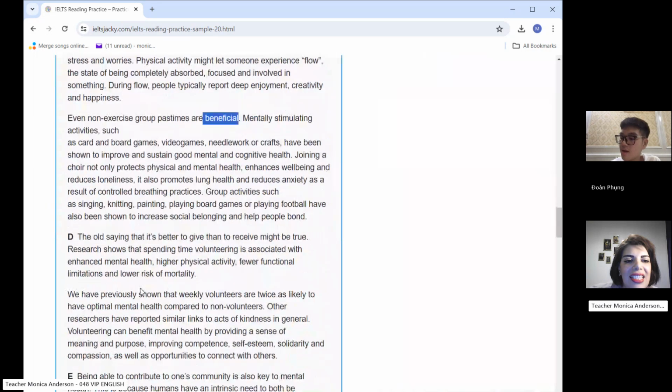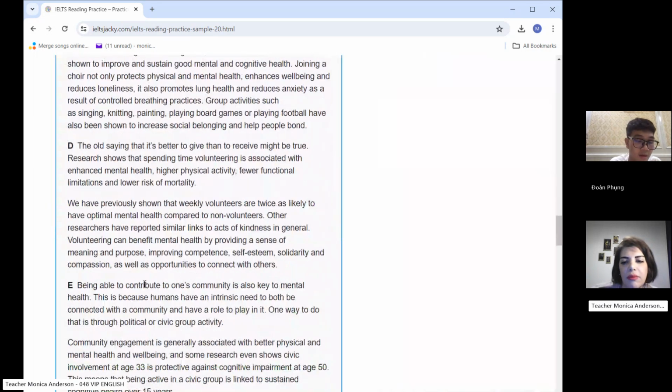And D. The old saying that it's better to give than to receive may be true. Research shows that spending time volunteering is associated with enhanced mental health, higher physical activity, fewer functional limitations, and lower risk of mortality. Okay.